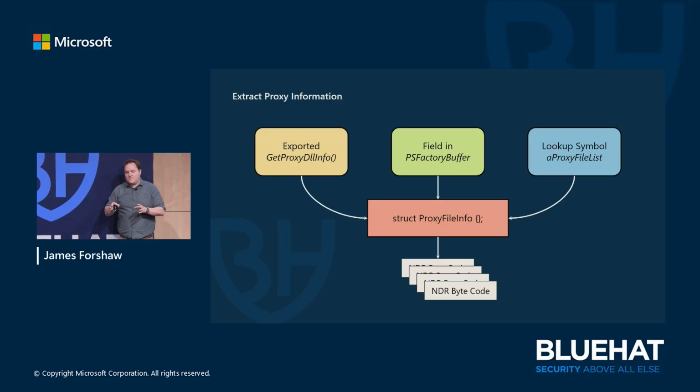Another option is that in general, because it tends to be generated by the same processes, there's usually a field, a certain offset in the PS factory buffer object that just contains the pointer to the proxy file info. And again, you can just use that information. And then finally, if you have symbols, even public symbols, because the IDL file generates a standard set of definitions, if you look up the a proxy file list structure symbol, that will also point to the proxy file info structure. So once you've got that, you can parse the bytecode into some object model and then do something with that.